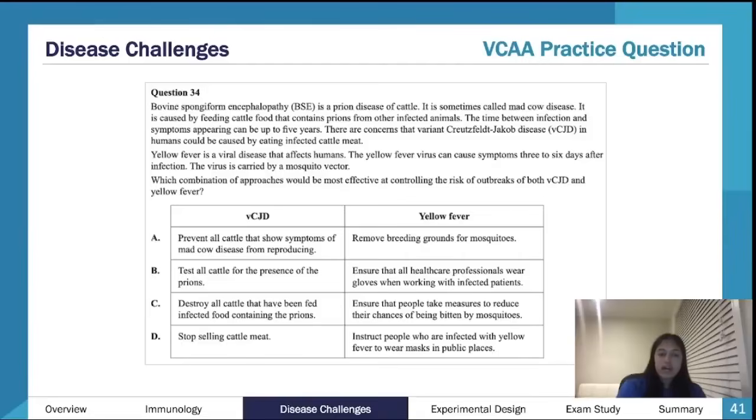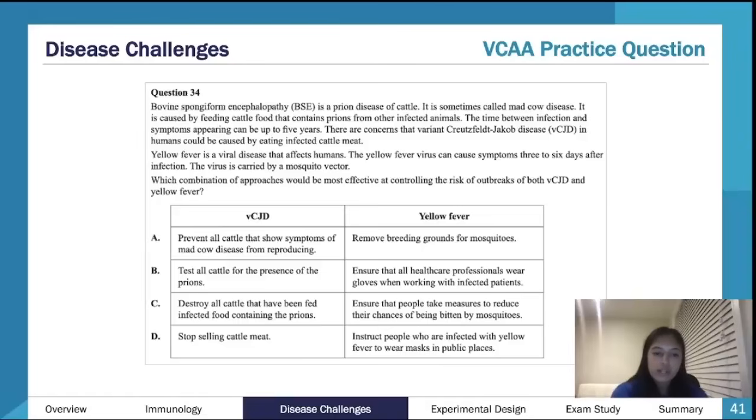So you can see how there's so much information, and obviously it's helpful for context, but if you break it down, you're not expected to know what VCJD is, you're not expected to know what yellow fever is. Whittle this question down. It's asking, how can we prevent the infection of this prion? How can we affect an infection of a viral disease via a vector? That's the idea. They could have swapped the words VCJD and yellow fever out for anything in the world. You're just having to apply knowledge that you have already.